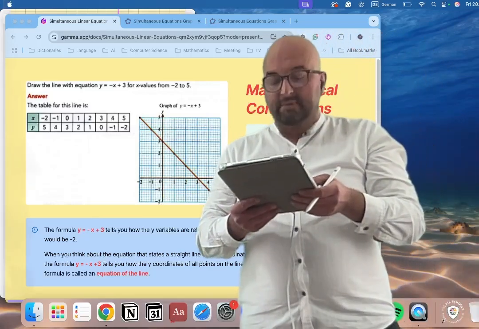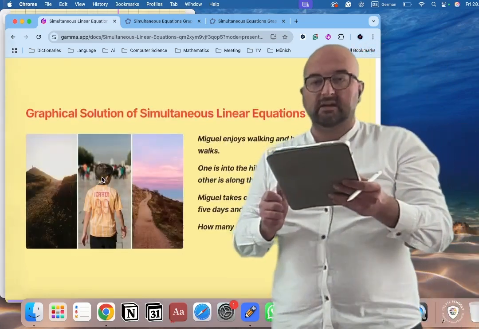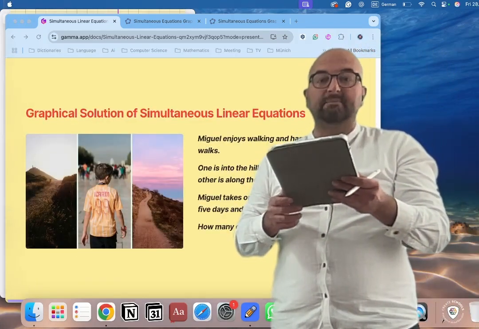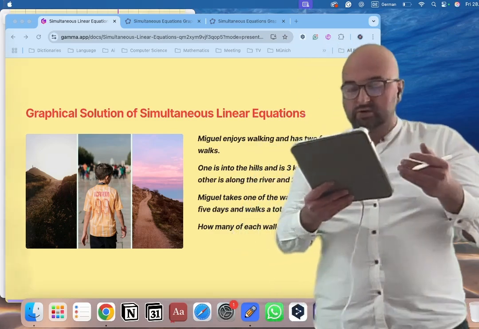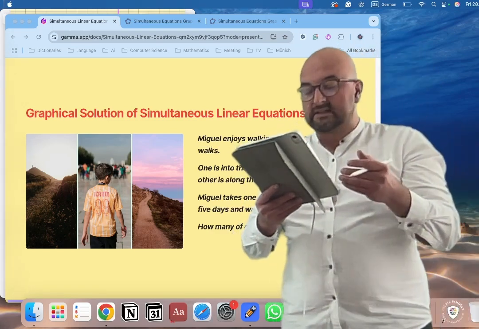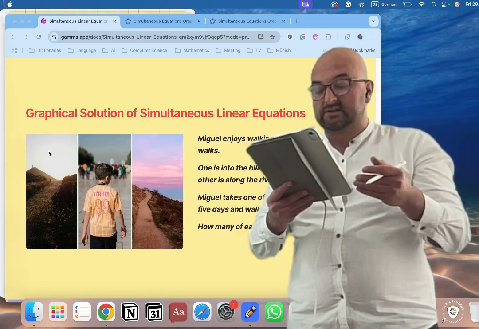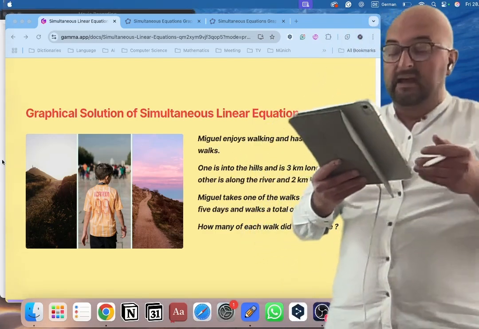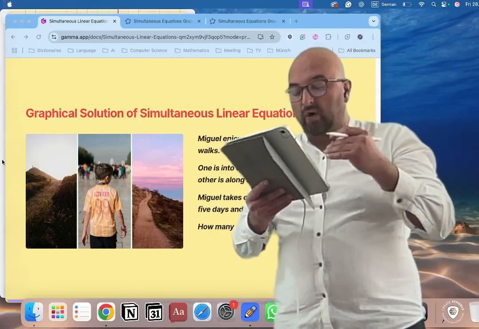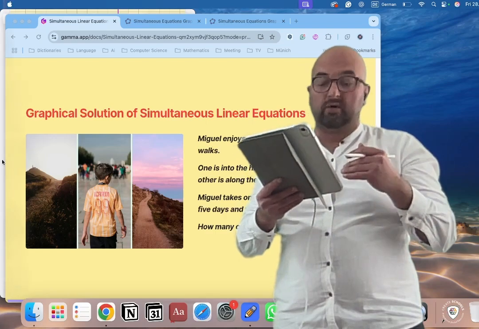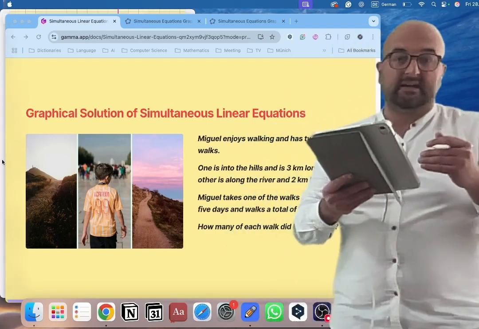So we have an example here about Miguel. The example tells us Miguel enjoys walking and has two favorite walks. One is into the hills and is 3 kilometers long. The other is along the river and is 2 kilometers long. Miguel takes one of the walks each day for 5 days and walks a total of 12 kilometers. How many of each walk did Miguel take?